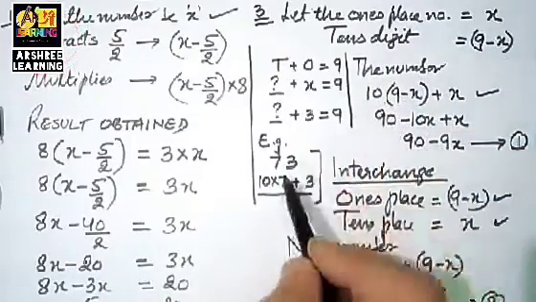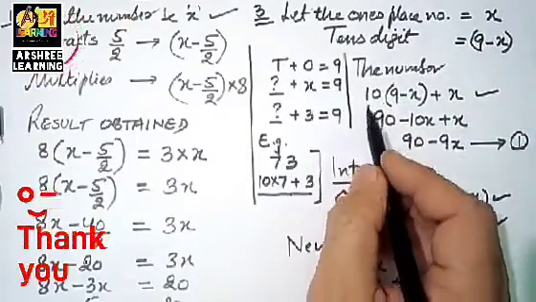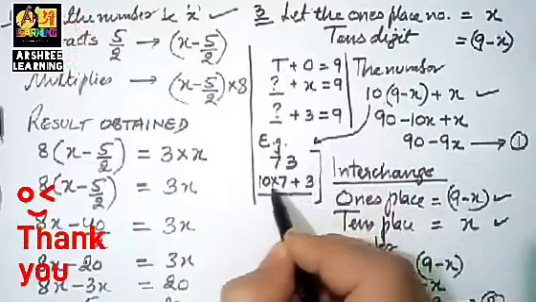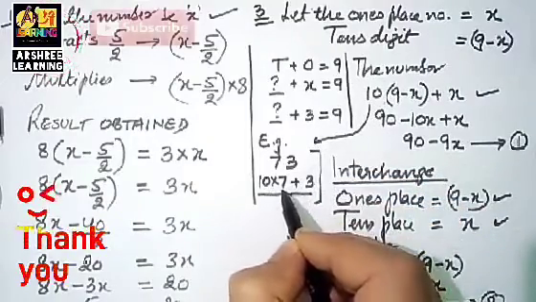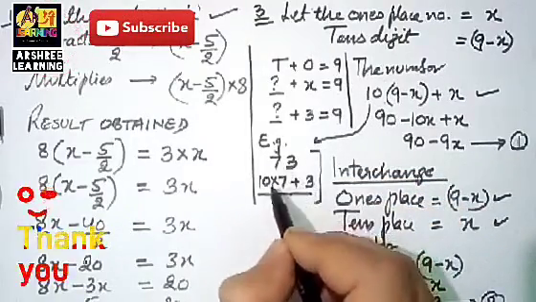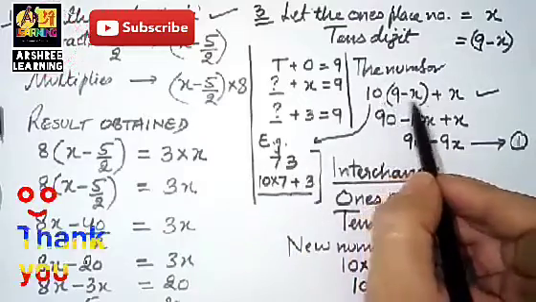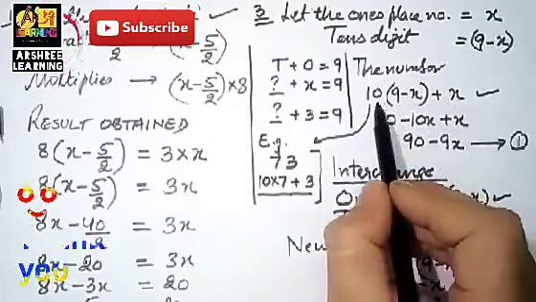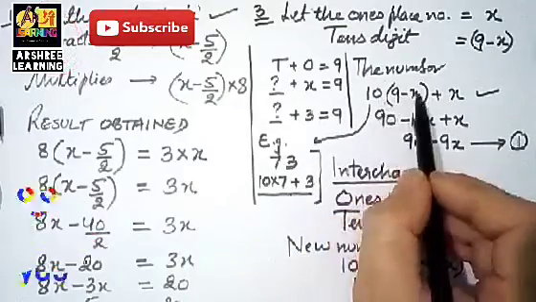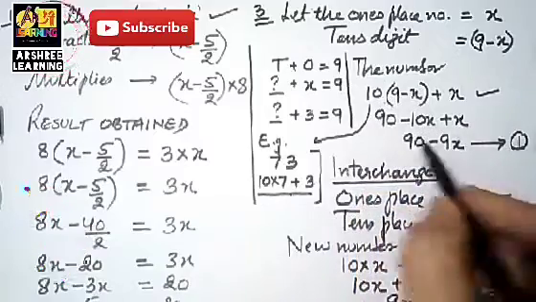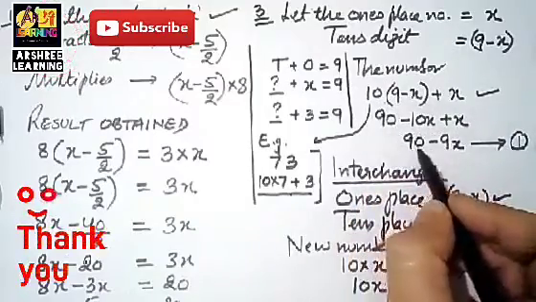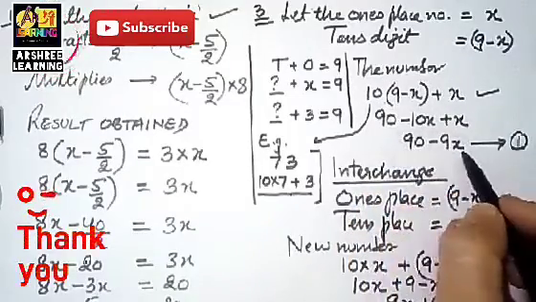The number is written in expanded notation form, 10 into 7 plus 3. This is an example. In the same way you will do 10 into 9 minus x, plus x. 10 into 9 will become 90, 10 into x will become 10x, plus x. This is simplified and we get the first equation.